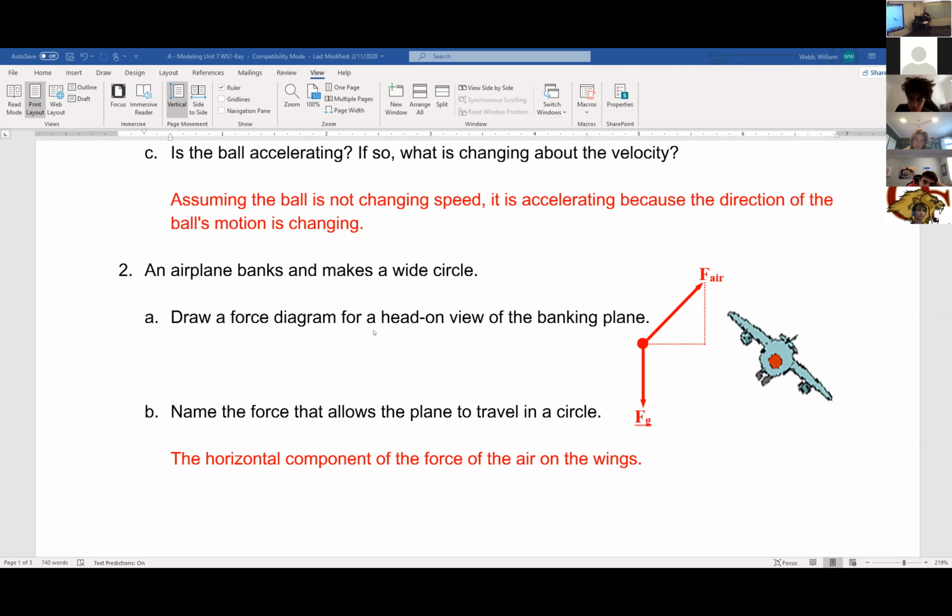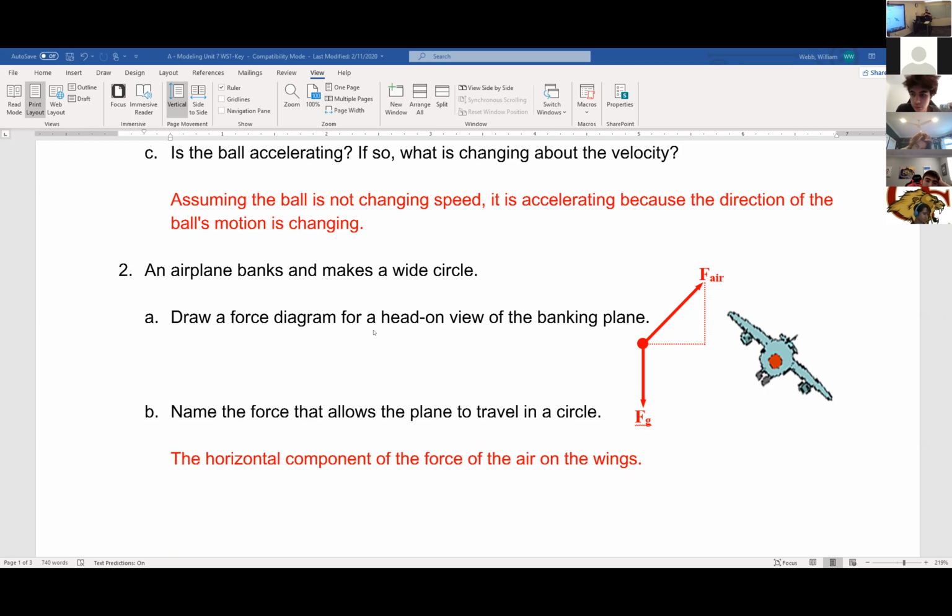And if the wings are angled, then that force has to be angled to match the wings. So anytime there's an angled force, we want to think about the components. And question B says, name the force that allows the plane to travel in a circle. So as the plane starts to bank, they're generating a horizontal component for that lift.